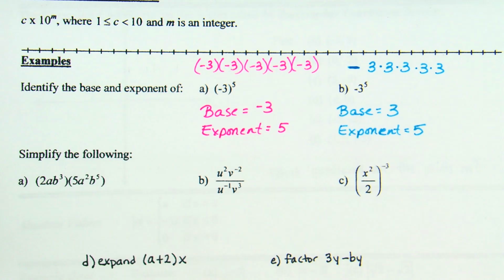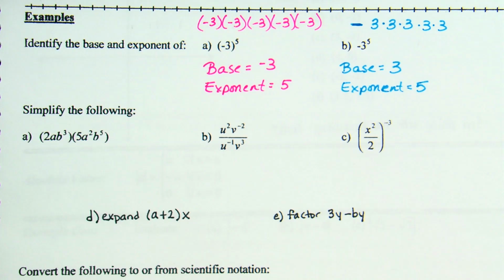Okay, let's try A. It says simplify the following: 2ab to the third times 5a squared b to the fifth. You remember how to multiply this stuff? You've been doing it since middle school. Not sure how well we remember it, but thoughts?